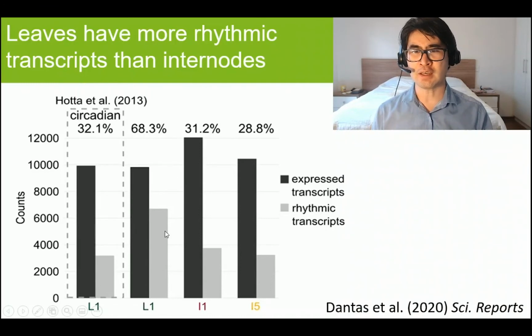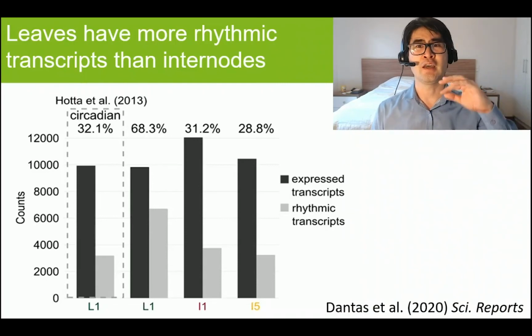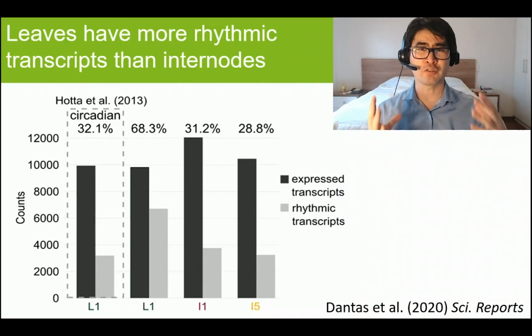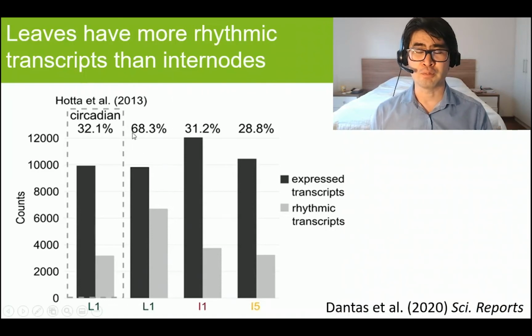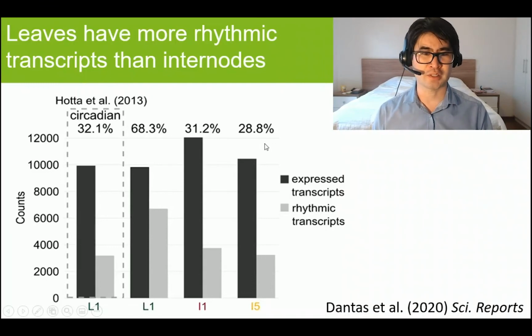We saw that leaves in the field have a lot of transcripts that are rhythmic. Actually, more than 66%, more than two-thirds of their transcripts are rhythmic under those conditions. And that's more than in the previous experiments, because here we also have light and dark and hot and cold and other environmental rhythms aiding the circadian clock to control rhythmicity in the plant. But this is in the leaves, and in the internodes we have a much lower percentage of transcripts that are rhythmic, like 31% and 28.8%.